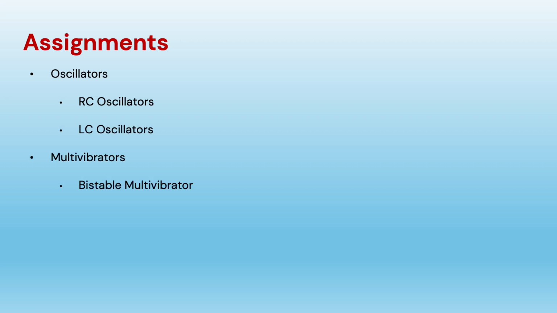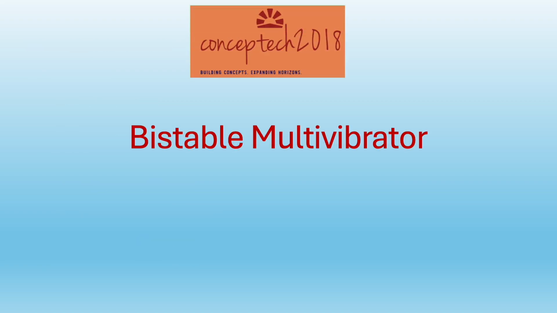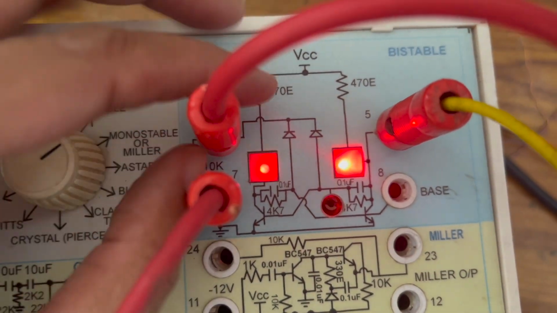In multivibrators, we will do experiments on all the three multivibrators: bistable, monostable and astable. And we will see the working of 555 timer as monostable multivibrator and as astable multivibrator. The next assignment is bistable multivibrator. Let us see the bistable circuit of the given kit.